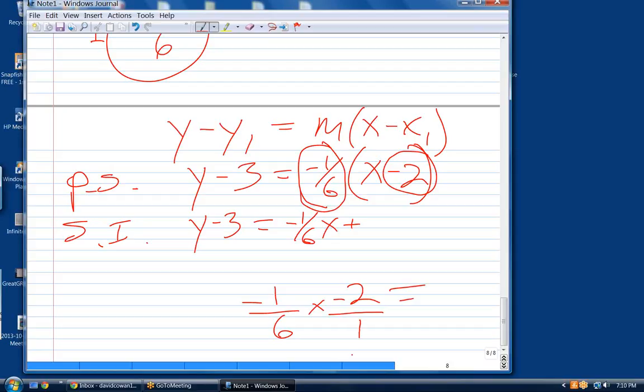Multiply numerators, multiply denominators. So 6, so 2/6, 2 times 1, which equals 1/3. Okay, so we get that far. We're still not in slope-intercept format. The only thing I need to do is move the 3 over. So now y equals negative 1/6 x plus 1/3. Got to move this 3 over.